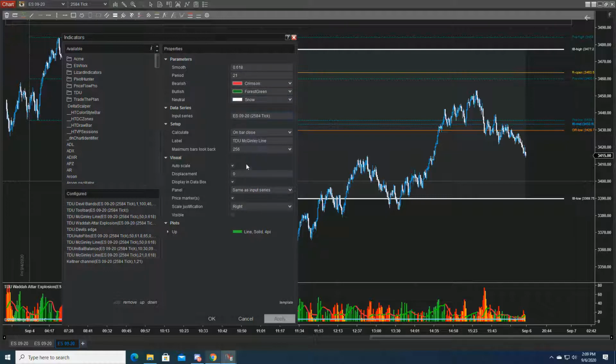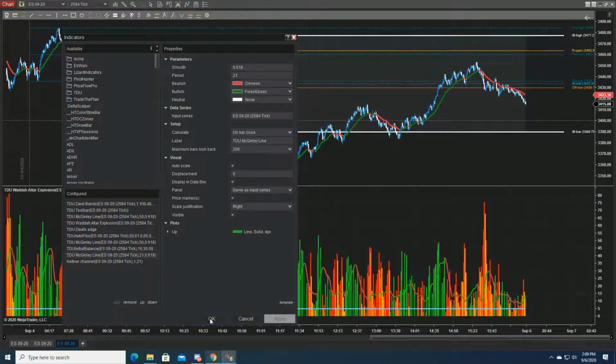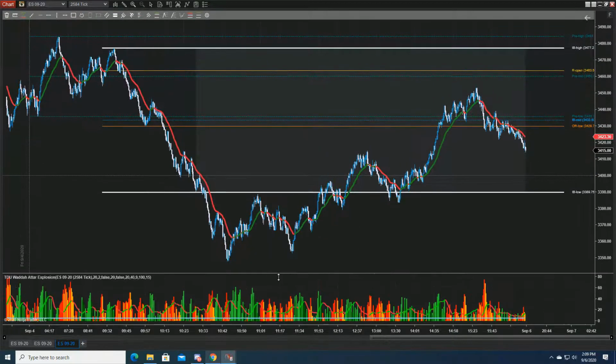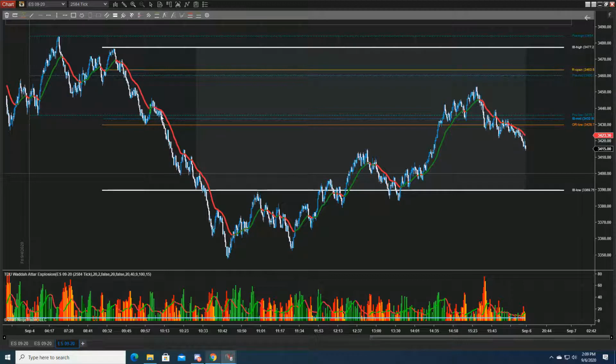Can't resist going to a 618, and then again, I'm using a Fib number for the period here. So I've got a 21 period and a smoothing factor of 0.618. So let me make this visible on the chart. You can see what a McGinley Dynamic looks like. Now this pops that up. So here's the McGinley Dynamic, right?